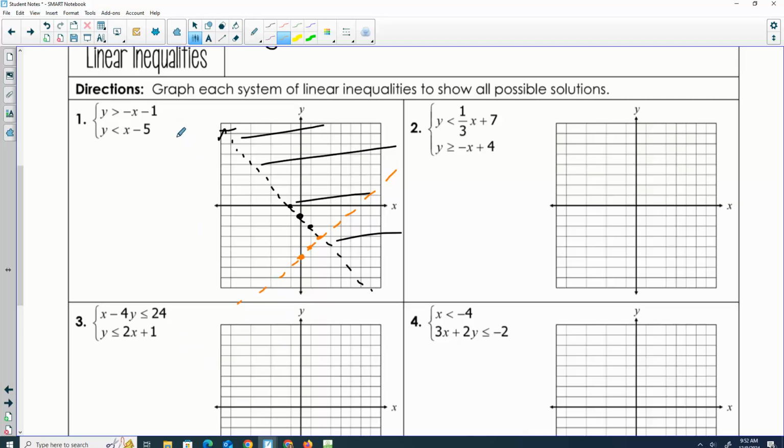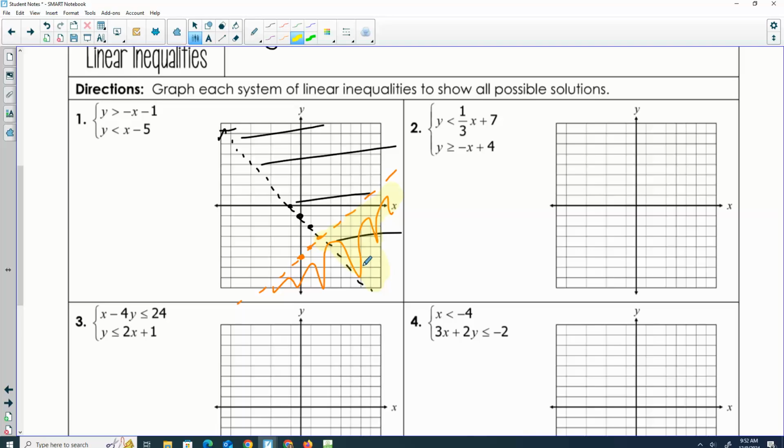Where does this one ask us to shade? Below. So think about, we talked about the y-intercept. So below this looks like that. Okay, so again, that's lightly shaded in. My answer is the overlap. Where did I shade both of those? This region right here. So that is the actual answer.